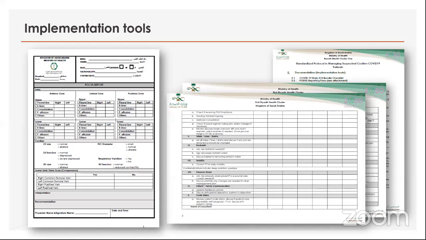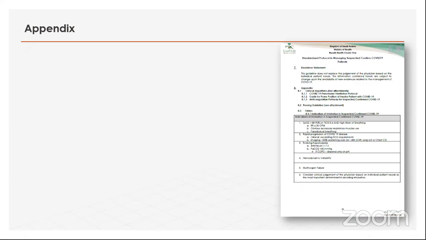Also you will find the BOCUS reporting form, including the 12 areas of the lung ultrasound, in addition to cardiac focused echo, and the 2-point DVT venous scan of the lower limb. After that, you will find in the protocol the appendix. This appendix contains the clinical algorithms, which are really concise and targeted pathways for you.